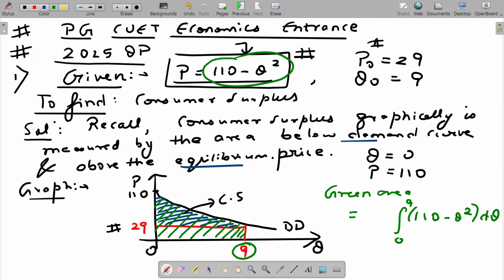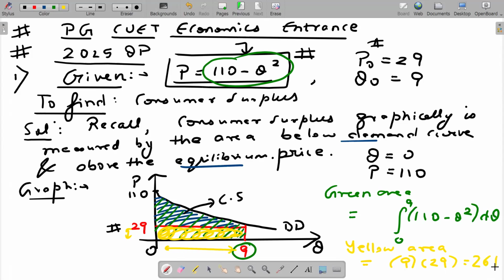This is the green area, and then the yellow area. What's the yellow area? The yellow area is the rectangle. What's the area of a rectangle? It's length times breadth, which is 9 times 29. How much is 9 times 29? Let's quickly work that out. 261.